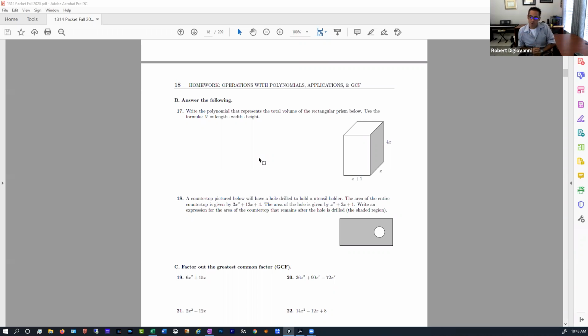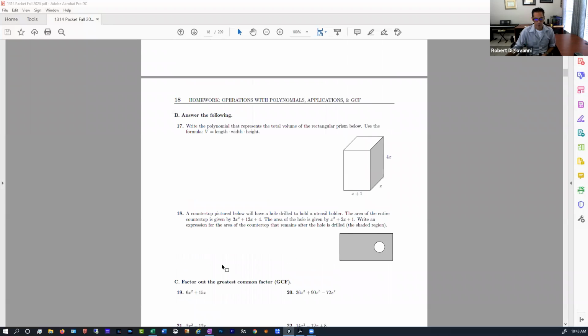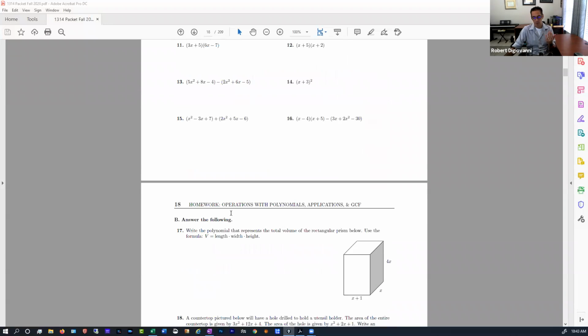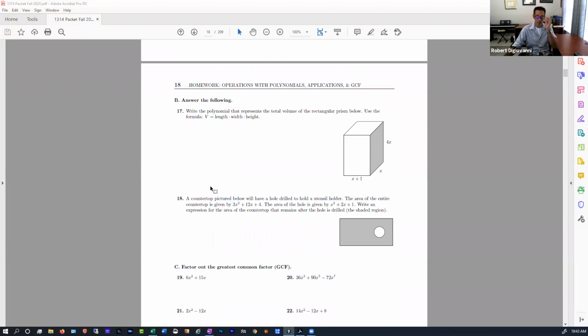So that's pretty much it for today. I don't have enough time to get into anything else. Do not do part C. We haven't talked about greatest common factor yet. So you're only going to be going up through number 18 if you want. Really, technically just go through 16, but do 17 and 18 for bonus.